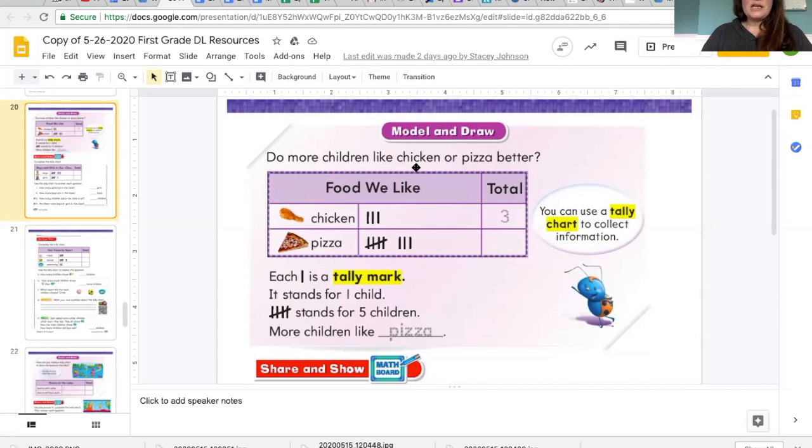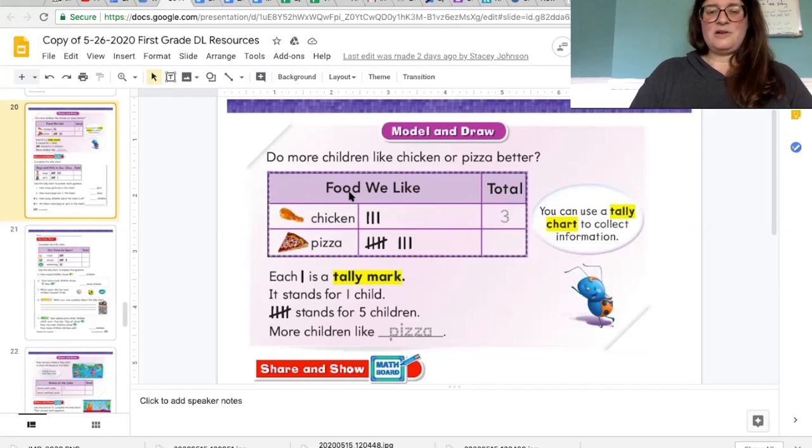And we're going to read the title. It says, do more children like chicken or pizza better? And excuse me, that was the question. Do more children like chicken or pizza better? And here's the title of the tally chart: Food we like. And this category says total. And here is a picture of chicken and a picture of pizza.